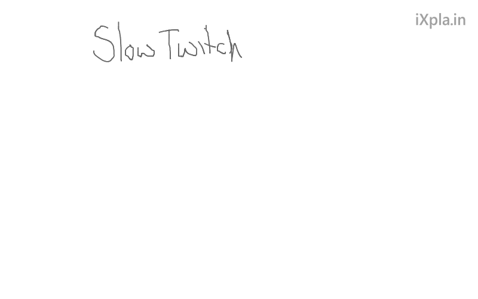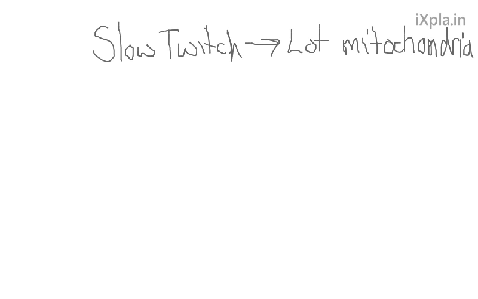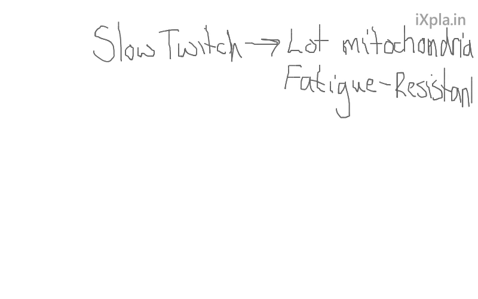Slow twitch fibers. Now, remember, these have a lot of mitochondria. Now, what are mitochondria? Mitochondria, like we went over, are the powerhouses of the cell. These guys make the ATP. So, if we have a lot of mitochondria, that means we can make a lot of ATP. And if we can make a lot of ATP, that means they're fatigue resistant. That's the word they use. So they don't tire out as fast, or they last a long time before they tire out because they make so much energy because they have a lot of mitochondria.